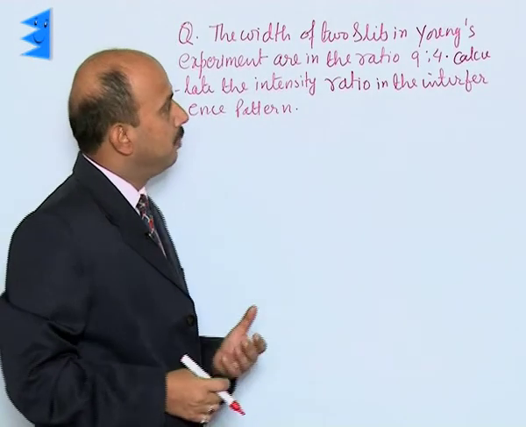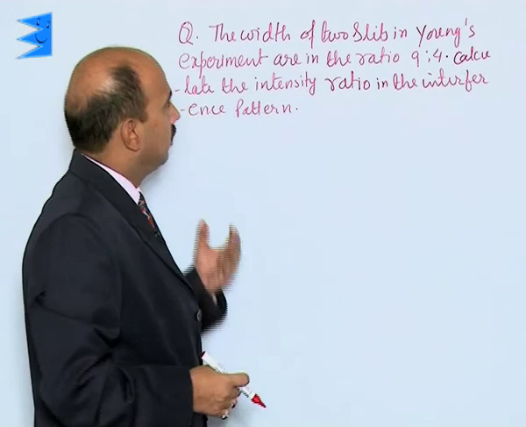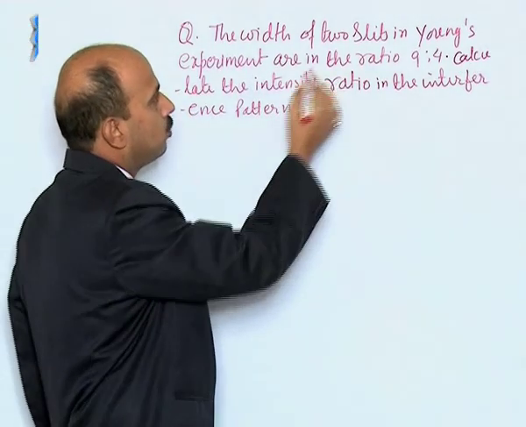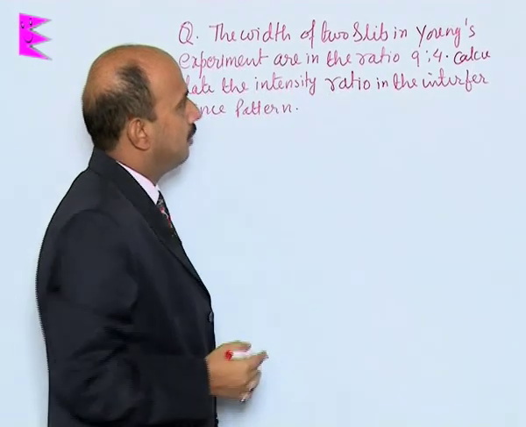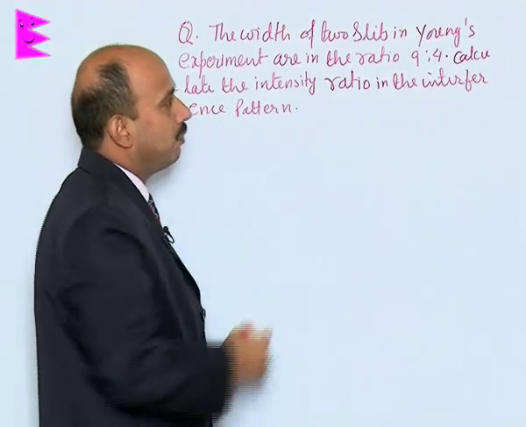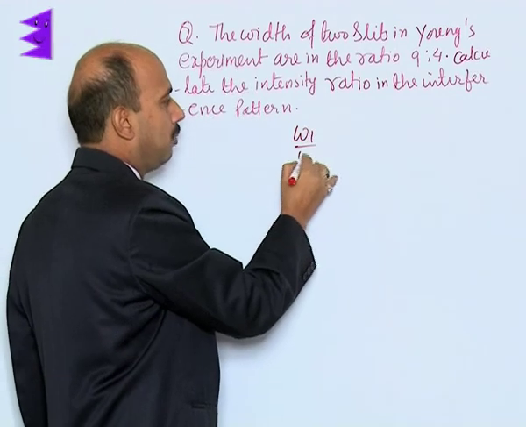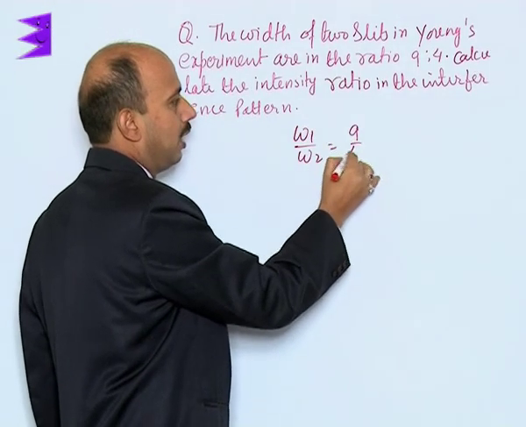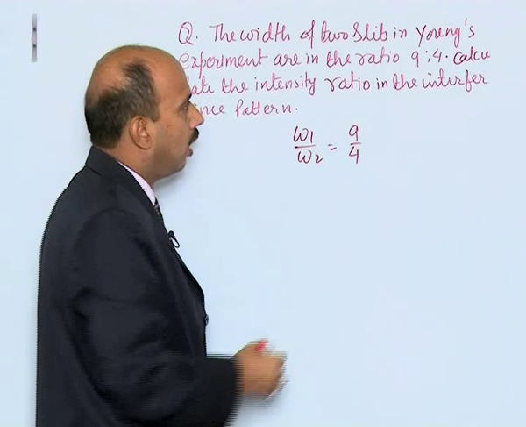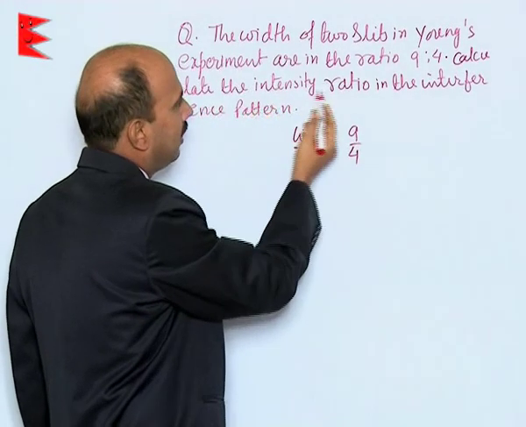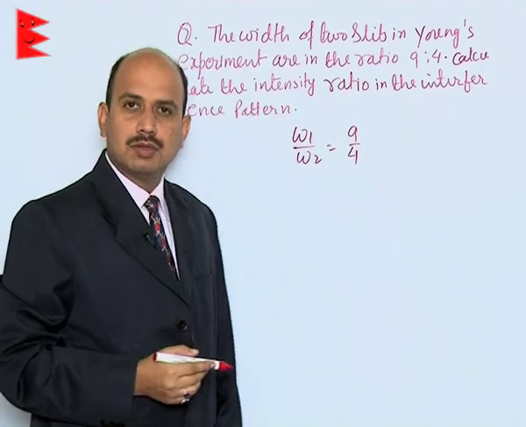Now see the example based on interference pattern. See the first question: the widths of the two slits in Young's double slit experiment are in the ratio of 9:4. That is the width of the two slits. It means W1 by W2 is equal to 9:4, as given. Now we have to calculate the intensity ratio in the interference pattern.